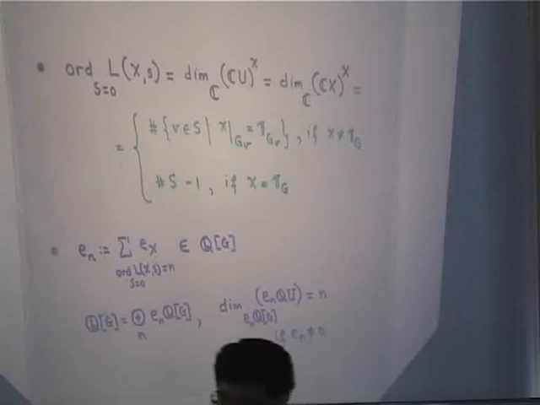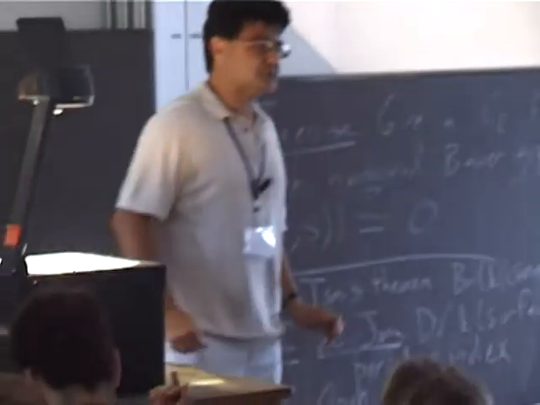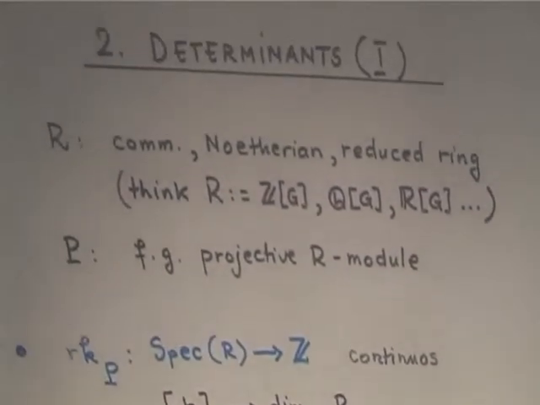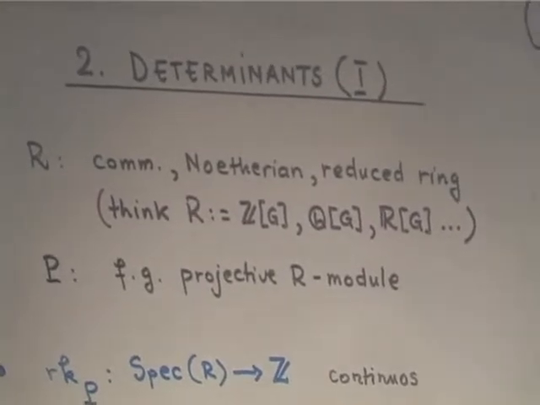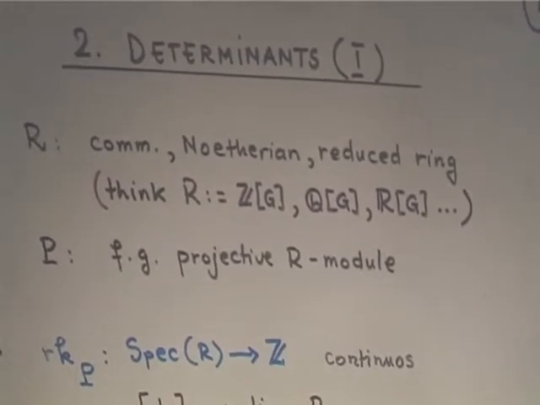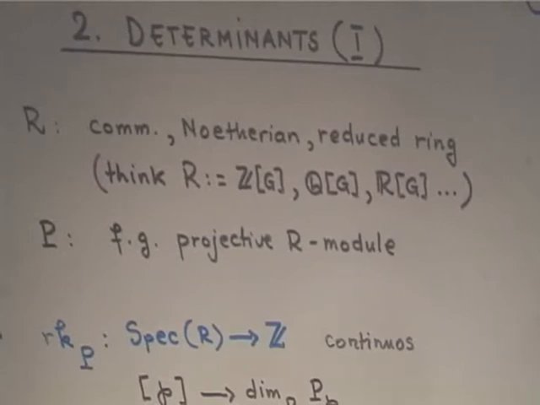Well, in order to tell you what's going on, really, I should tell you a little bit about determinants. Okay? So this is part 1 of my chat about determinants. There will be a slightly more sophisticated treatment of determinants coming up later. So what is this? R is a commutative Noetherian reduced ring, and I would like you to think of R as being either Z[G] or Q[G] or R[G]. Okay? These are good examples. And in fact, the talk will reduce to those examples as we approach the end.